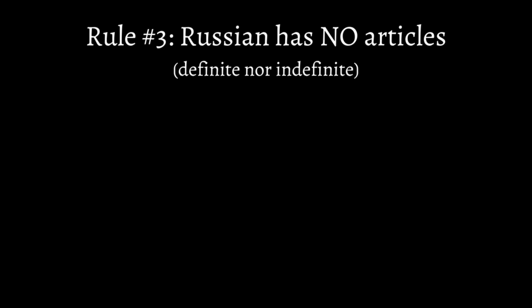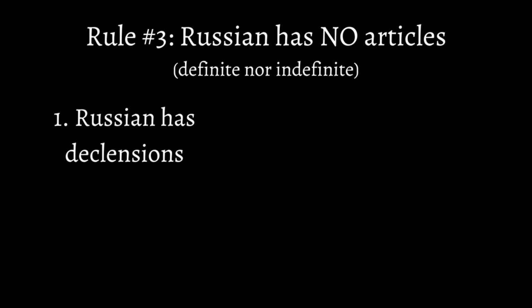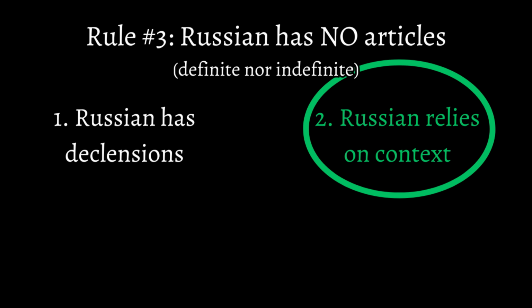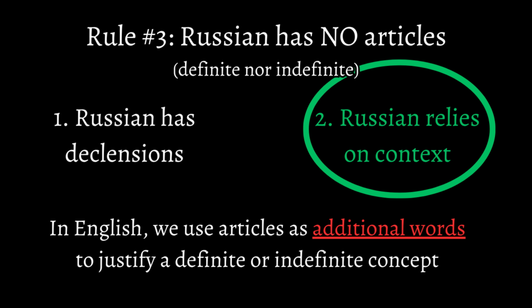The third thing you should know is that Russian has no definite or indefinite articles, considering again that I'm explaining Russian using English. The reason Russian doesn't have articles can be explained using two things. Russian has declensions, which I will explain later in the video, and Russian relies on context. Context is more significant because it is almost always clear whether we speak about a definite or indefinite concept. Sometimes it's unclear, so we use additional words to justify that.